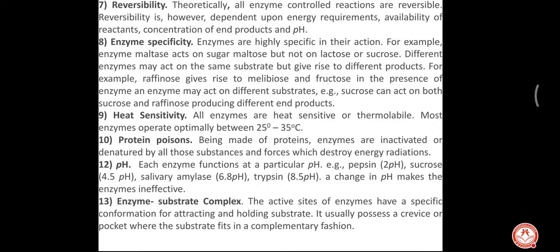Protein poison. Being made up of protein, enzymes are inactivated or denatured by those substances or forces which destroy energy, radiation. pH. Each enzyme functions at a particular pH. For example, pepsin works at pH 2, sucrase at 4.5, salivary amylase in saliva at 6.8 pH. Enzyme-substrate complex. The active site of an enzyme has a specific conformation for attracting and holding substrates. It usually possesses a pocket in which the substrate fits in a complementary fashion, that is, lock and key fashion.